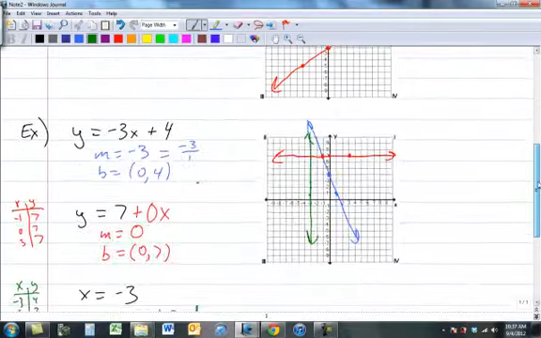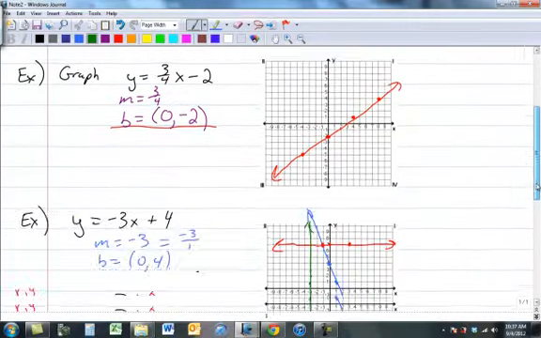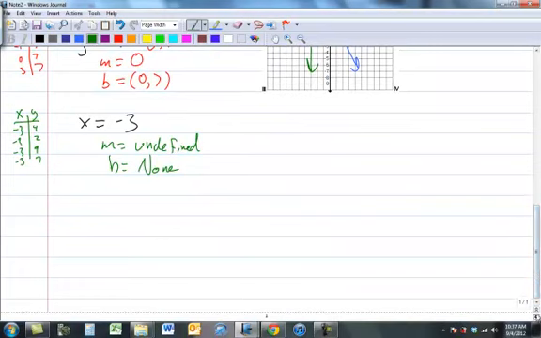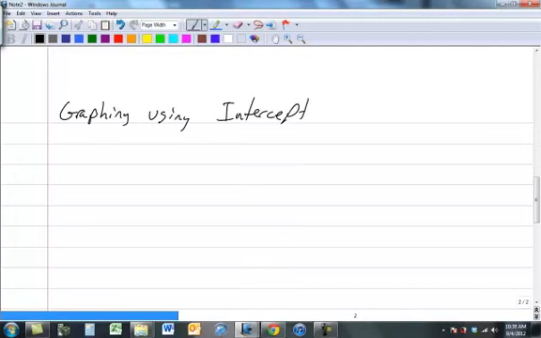All right, so graphing the slope-intercept form, that should be review. Here comes some new stuff. Next part we're going to do is graphing using intercepts.